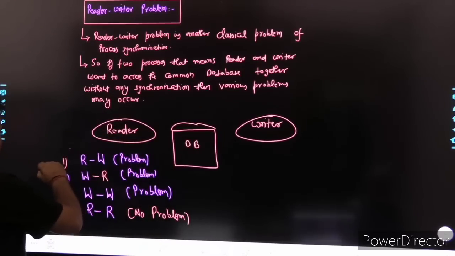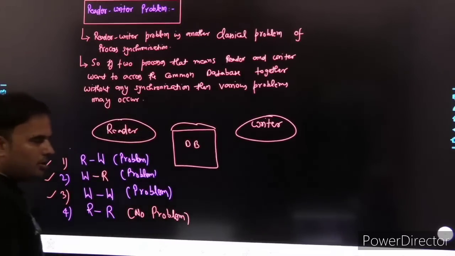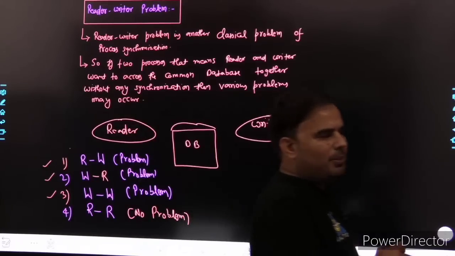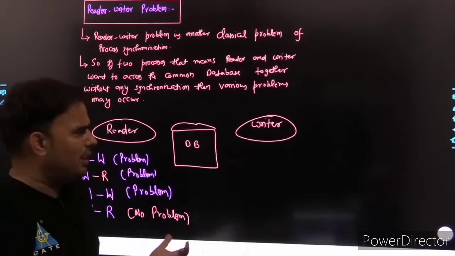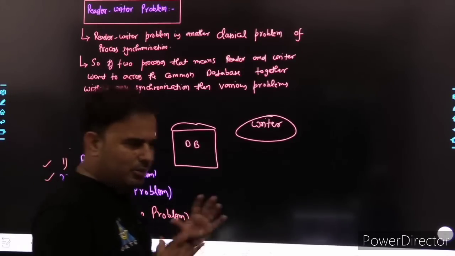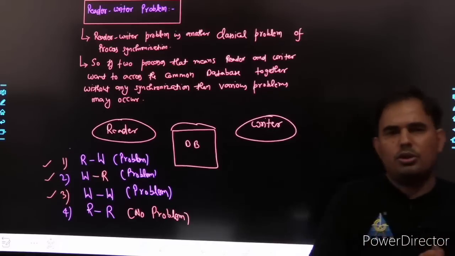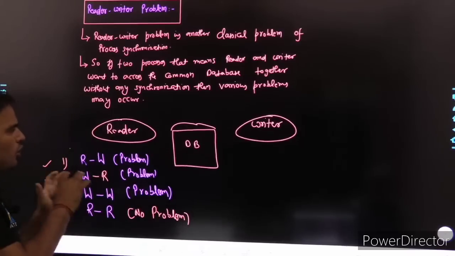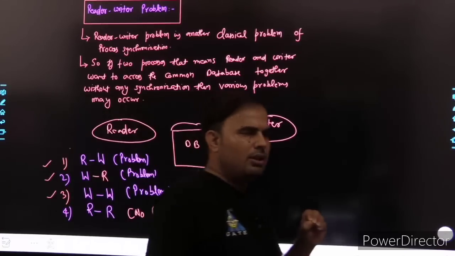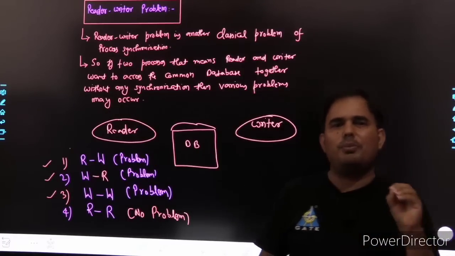So these are the problems, my dear friends. Due to these problems, there may be inconsistency, there may be loss of data, there may be race conditions. There may be various problems. So here I am going to give you the solution of the reader-writer problem with the help of binary semaphore.